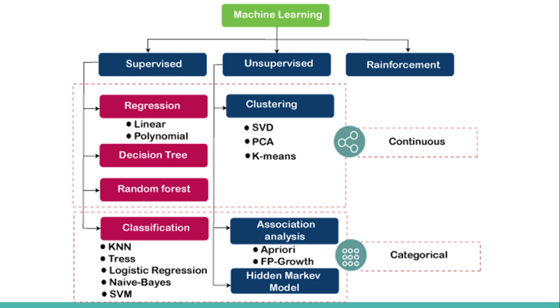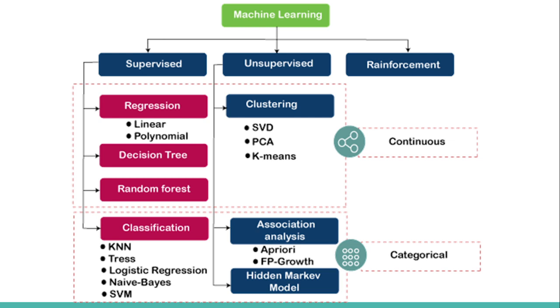We have divided them into three categories. One is supervised machine learning, one is unsupervised, and the third one is reinforcement machine learning algorithms. Under the supervised, we have regression, and under regression we have linear regression, multiple linear regression, simple linear regression. Then we have polynomial regression, decision tree, random forest, and in addition to regression we have classification algorithms like k nearest neighbor, trees, logistic regression, naive Bayes, and also support vector machine. So these come under supervised machine learning.